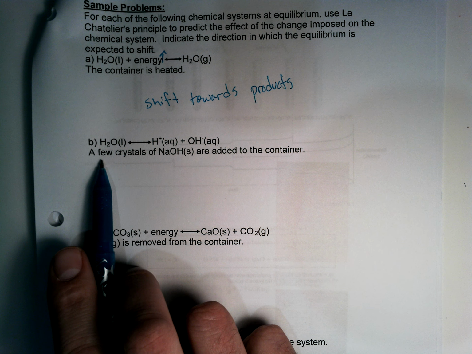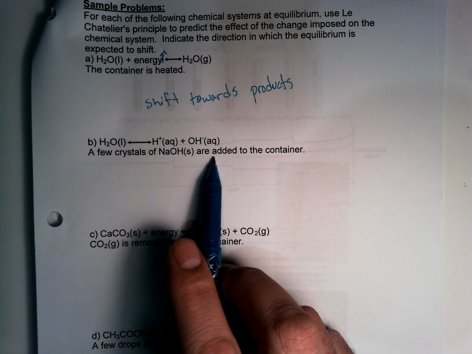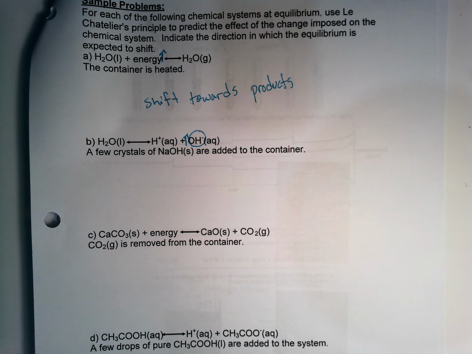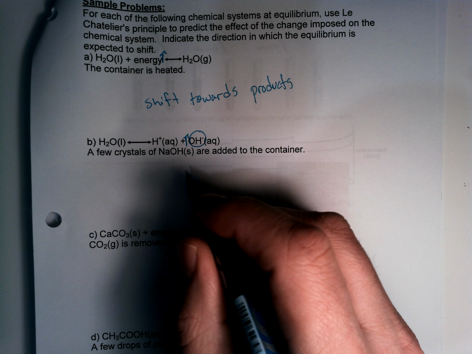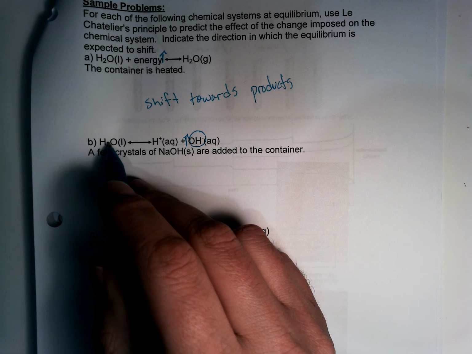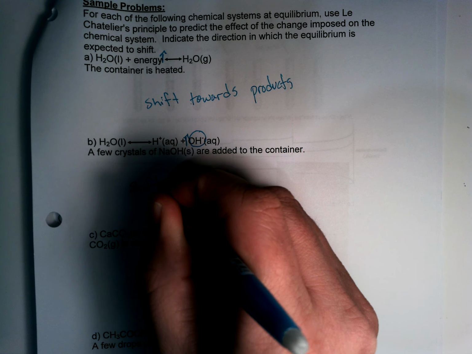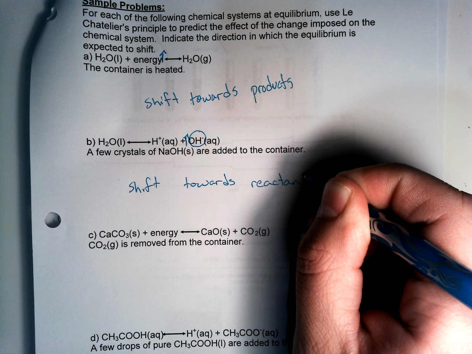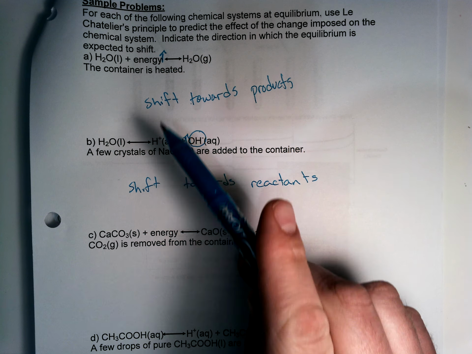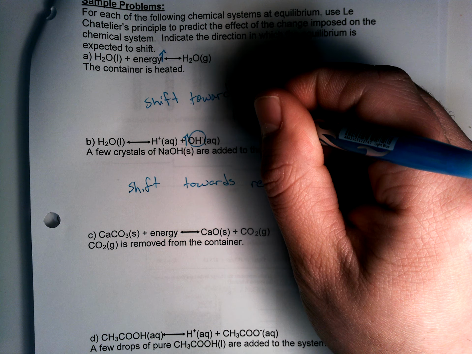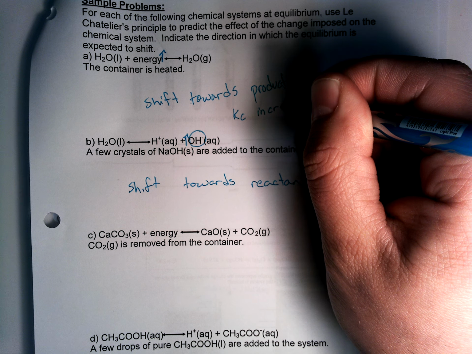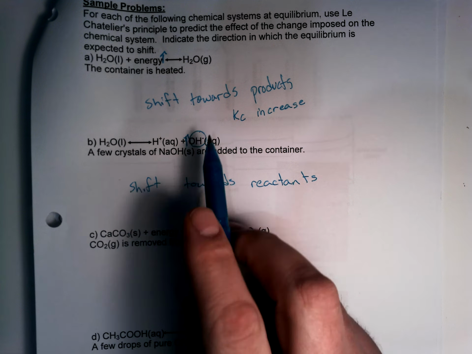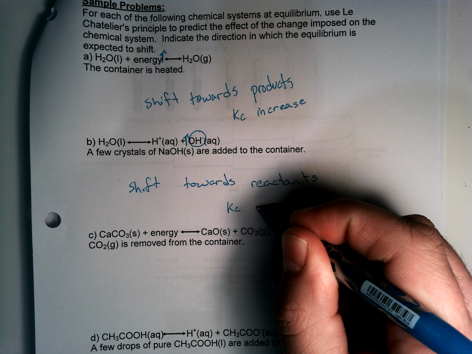Okay, for this one here, a few crystals of sodium hydroxide are added to the container. So really what we're doing is we're increasing the amount of sodium hydroxide. Okay, since we're increasing this, it's going to shift towards reactants. Again, for this one, since we're shifting towards the product, our Kc would increase. This one, again, only with energy is Kc changed. This one, Kc unchanged.